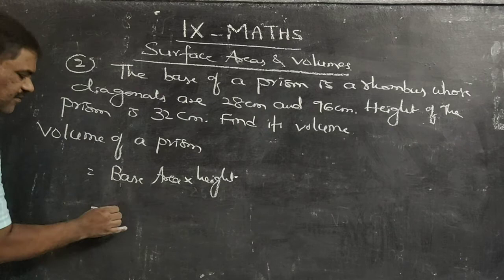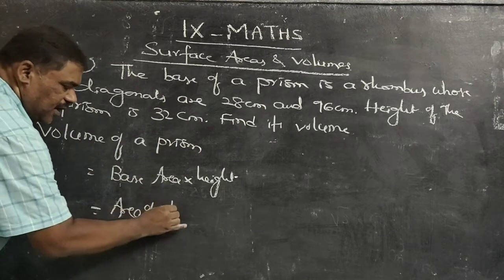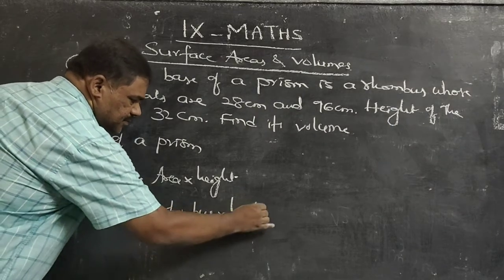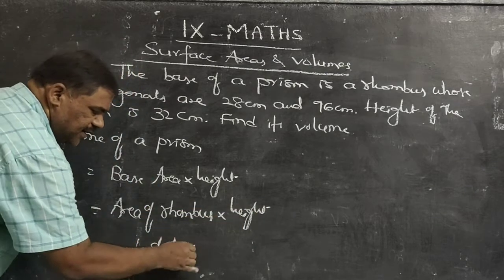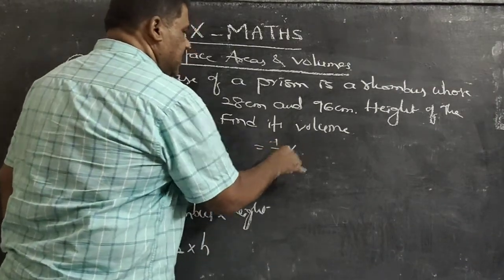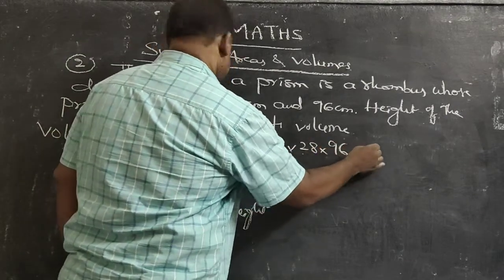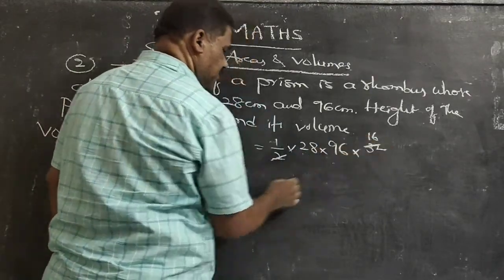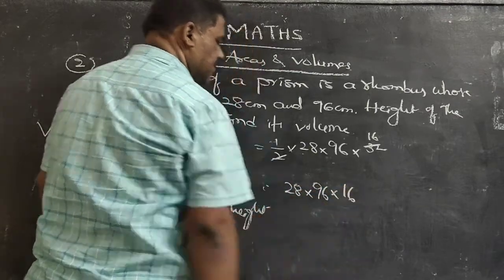Here base is an equilateral triangle. Sorry, base is a rhombus. So first we have to find area of rhombus into height. Area of the rhombus is given by the formula half d1 d2. Height of the prism is h. Half d1 d2: diagonals of the rhombus are 28 and 96. Height of the prism is 32. 2 16s. So we get 28 into 96 into 16.